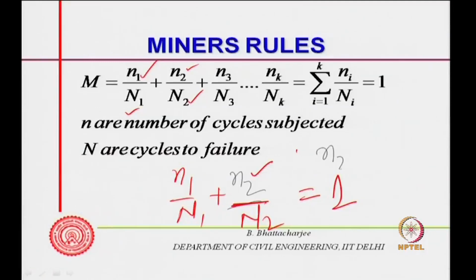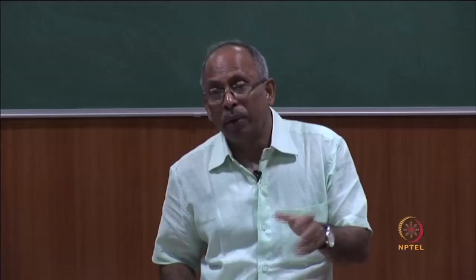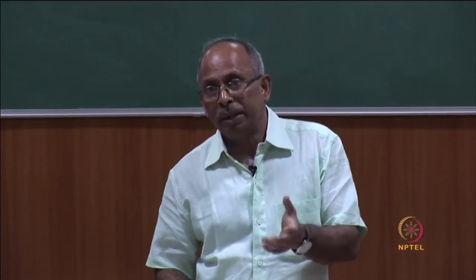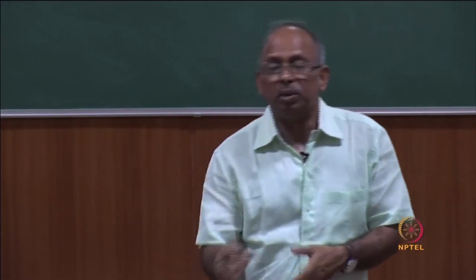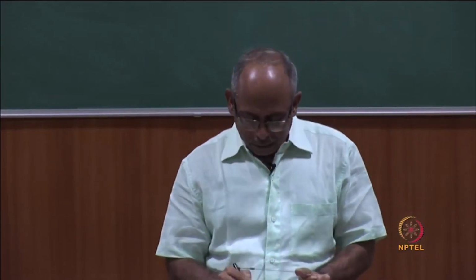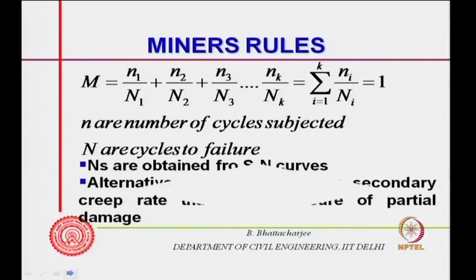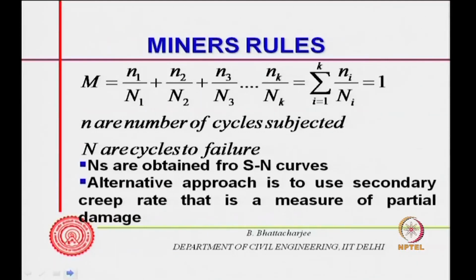So, n2 is unknown, and that I should find out. I can find out the number of cycles that it can withstand in future. So, the residual number of cycles, or residual life, or residual damage that is possible under a fatigue situation, I can find out from this. So, this is Miner's rule, which I thought should be important for us. These N values can be found out from S-N curves, the strength versus number of cycles curves which we have talked about.